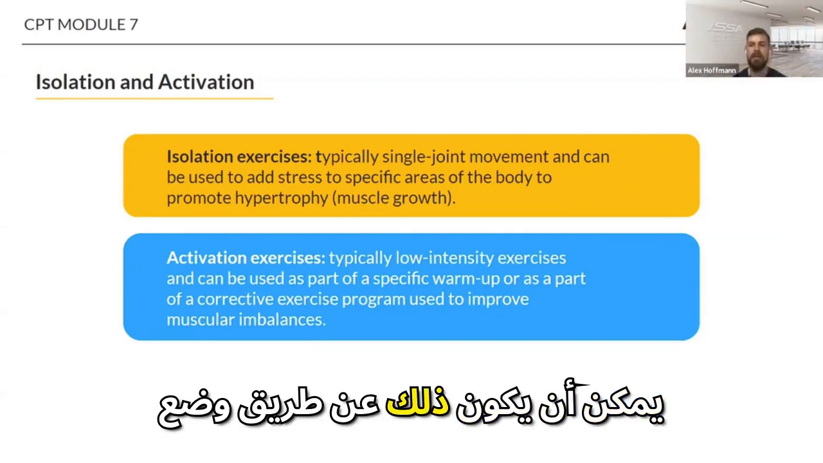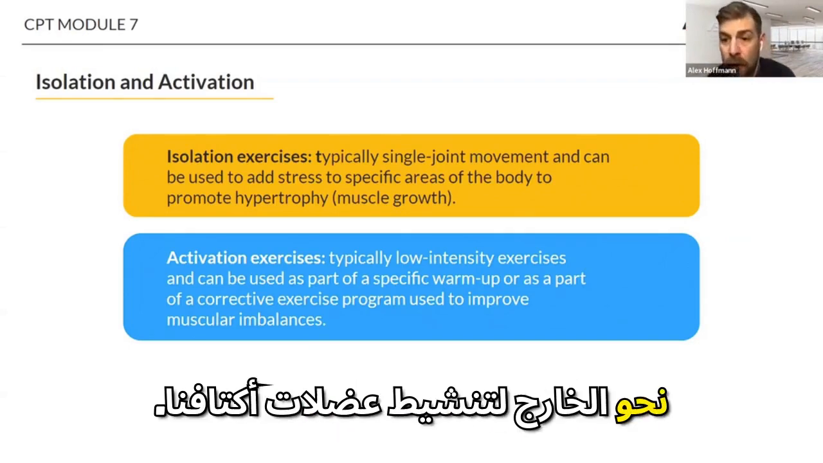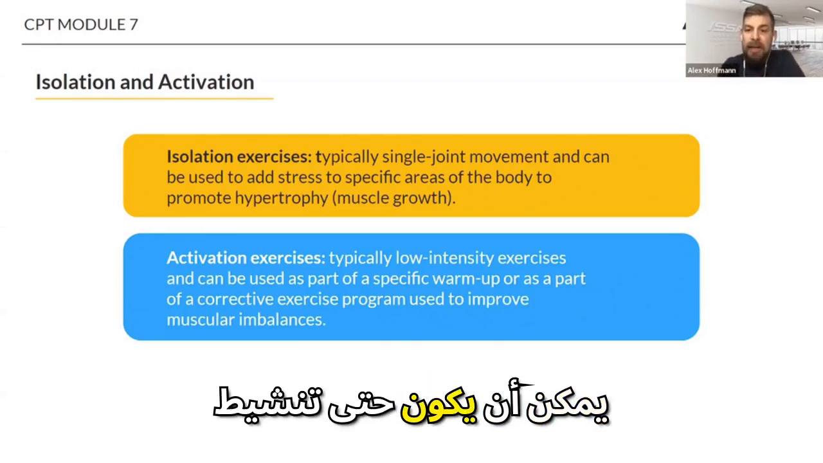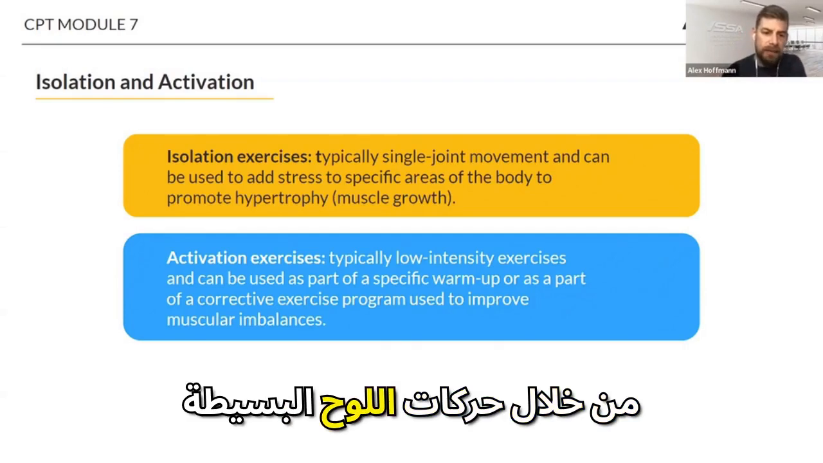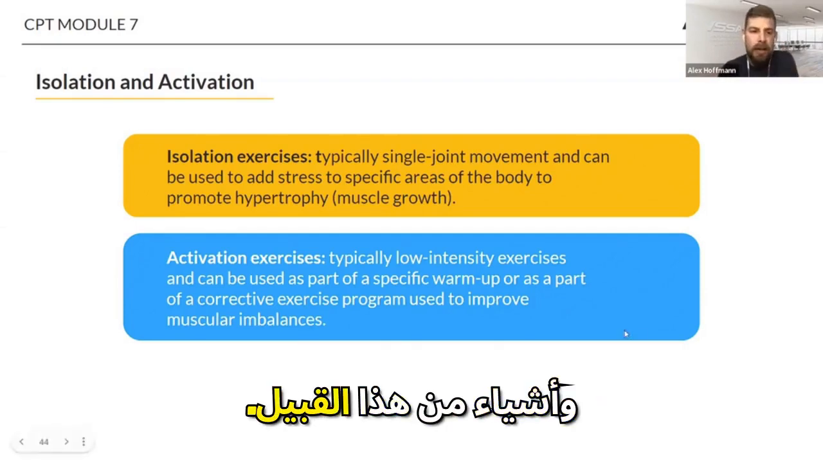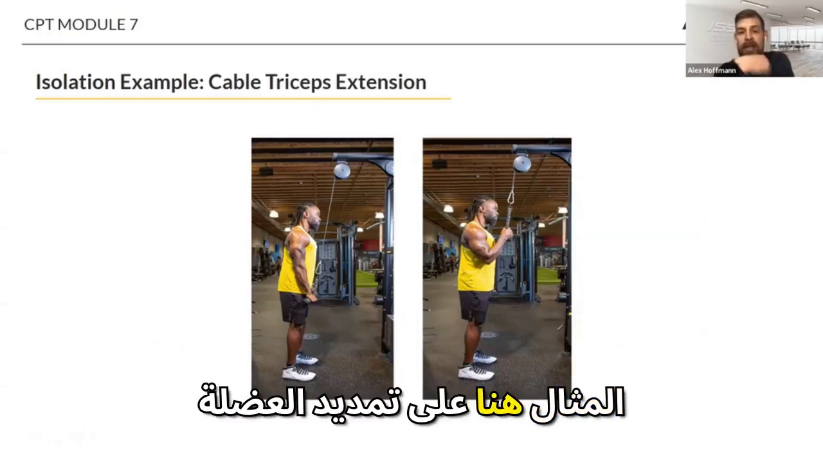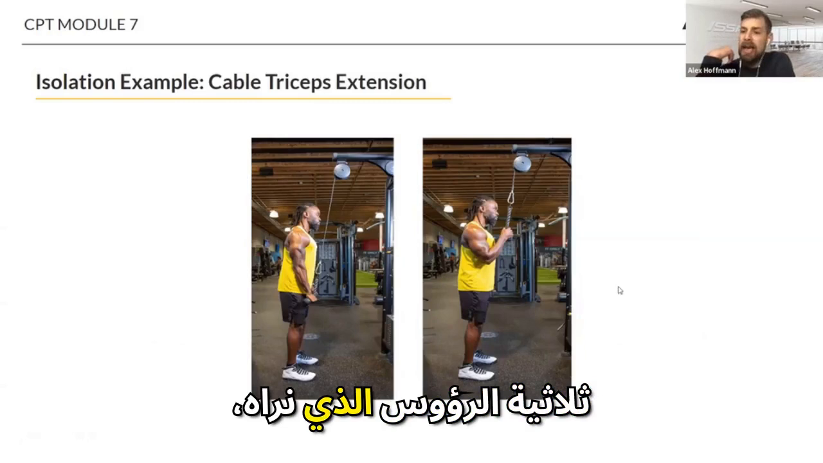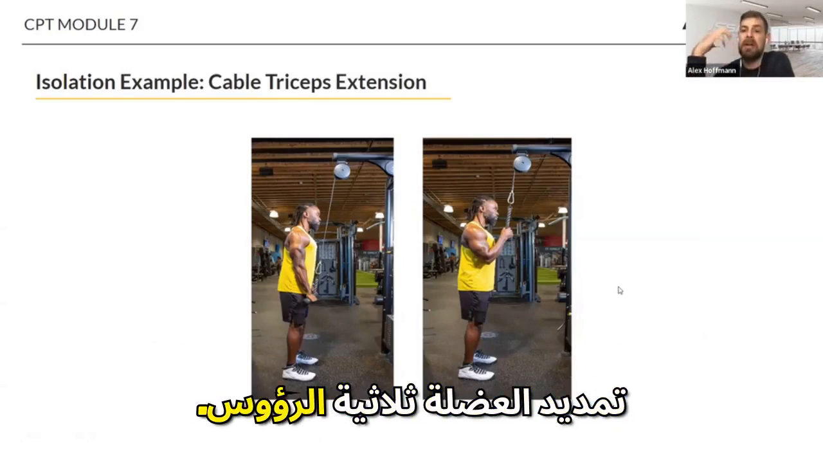It could be placing a band around our wrist and then driving our arms outward to activate the muscles of our shoulders. It could be even activating our core muscles through simple plank movements and stuff like that. All would be considered activation exercises. The example of the isolation exercise that we see here is the tricep extension.